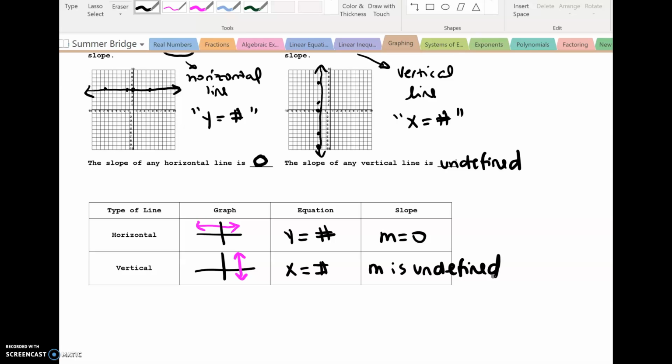So now we're going to move on to parallel and perpendicular lines, which is going to be the next video.